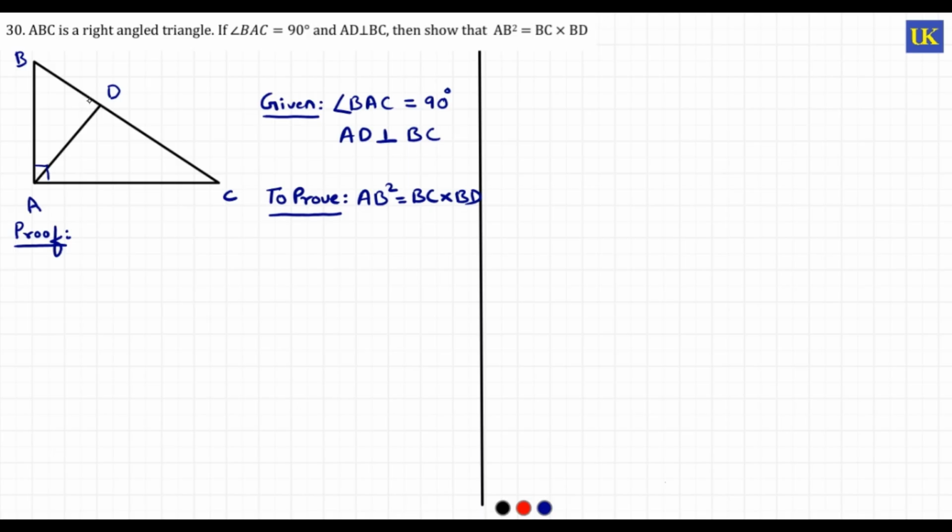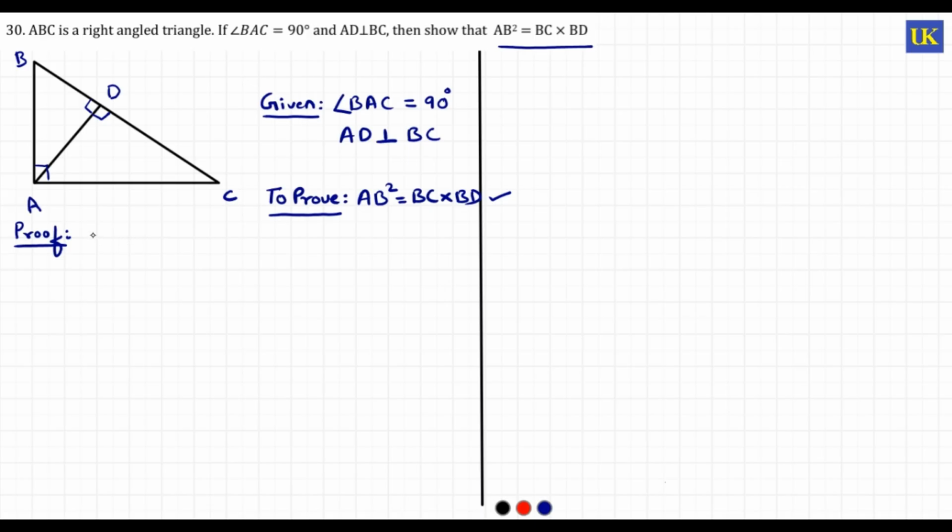when we say perpendicular, guys, this angle will also become 90 degrees, and even this angle will also become 90 degrees. Now, this is understood with this sentence. Then show that AB square is equal to BC into BD. This is what we have to prove. Now, we'll start with our proof part.